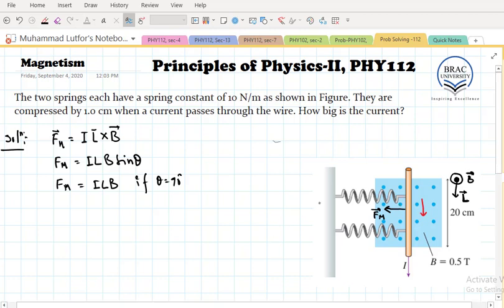I can also find the direction mathematically. For that, say I choose this as my x-axis, so this is the i hat, this is the j hat, and the k hat is out of the screen.